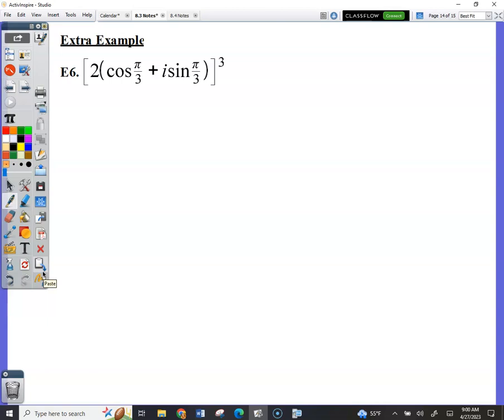So this one's in radians. If that bothers you, change it to degrees. There's nothing wrong with that. In my math lab, you need to read the directions because it will tell you what format it wants, if it wants degrees or radians. But this particular example in radians actually works out nice because of the power being a 3.